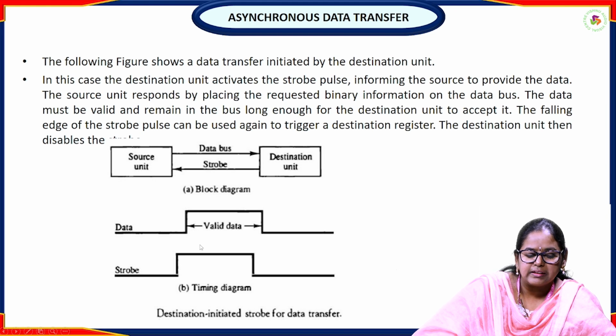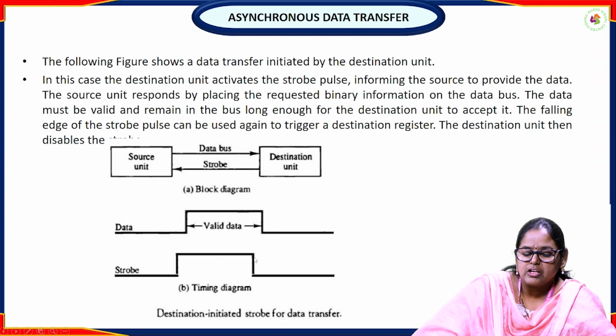And when we go with the timing diagram, you can see the first step that happens here is the destination enabling the strobe pulse, which is shown through the rising edge of the strobe pulse, and then the source keeps the valid data over the data bus, which is shown through the rising edge of the data, and both remain in the high state for the meantime, so the destination accepts the data.